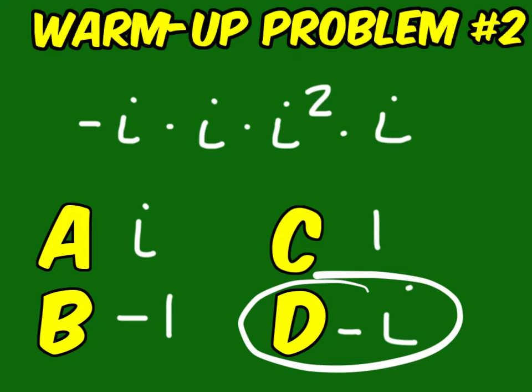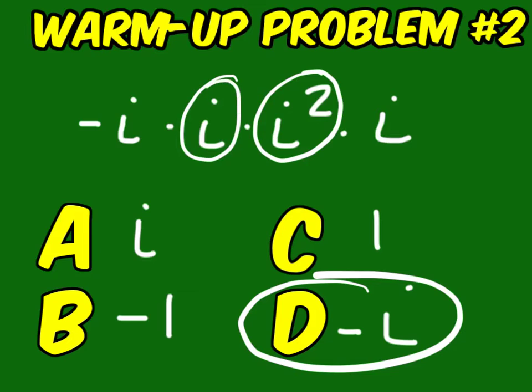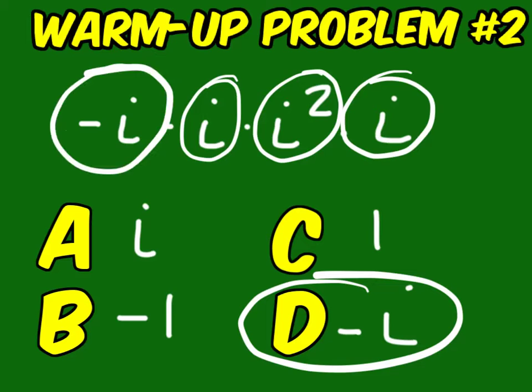Answer is D, and here's why. I squared and another I squared gives me I to the fourth. I to the fourth is 1. So you're just left with negative I. It'll be D.